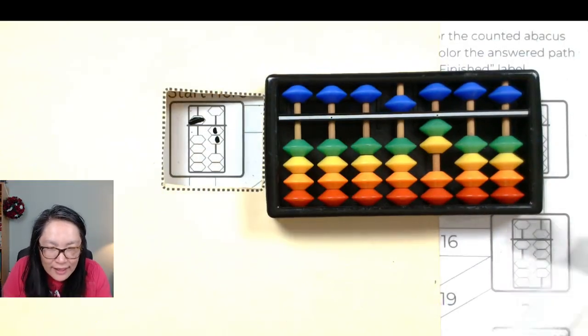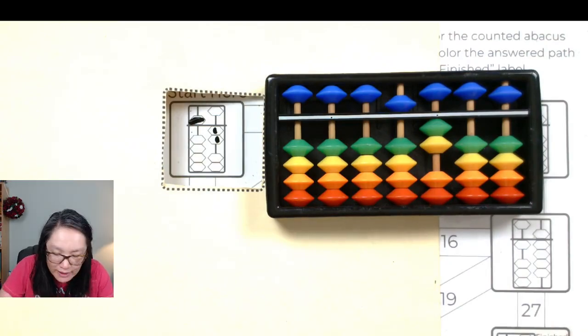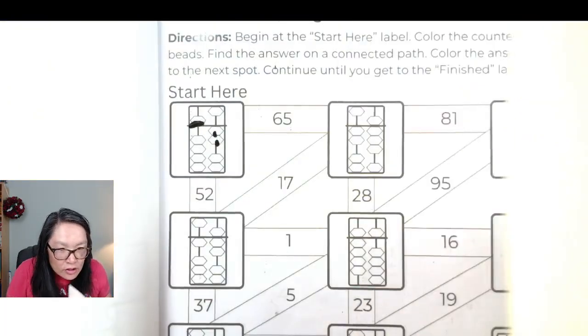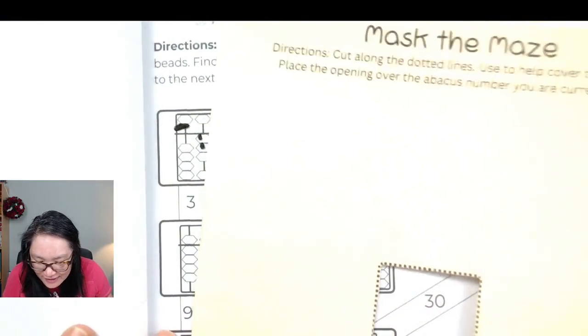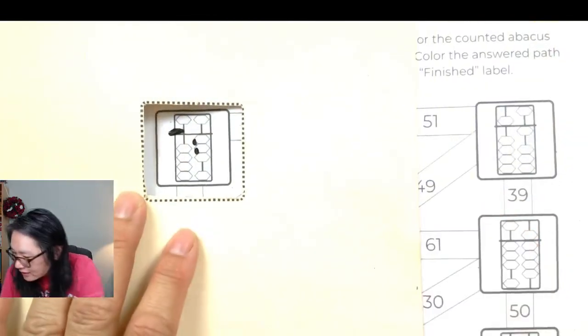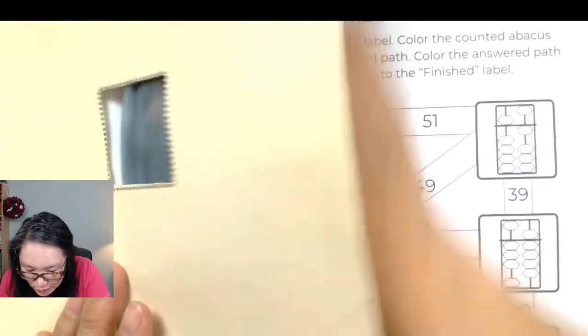Okay, you know what? I think Kaya has seen this one before. I'm going to change it. Just in case, let's do a different one. All right. There we go. Let's do something different. We'll do B.